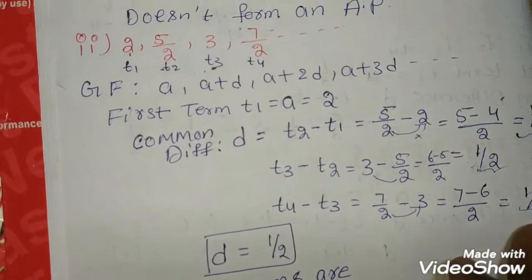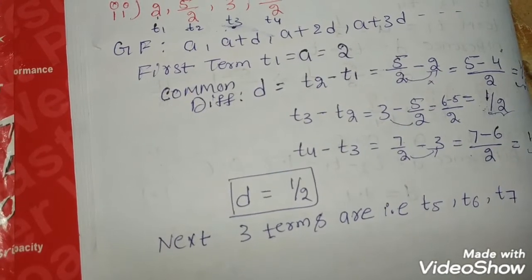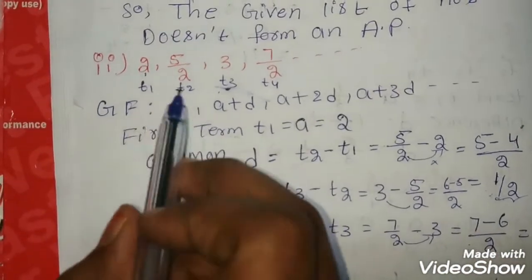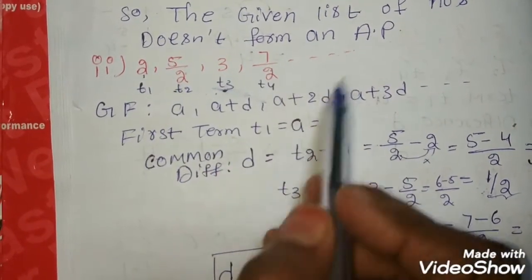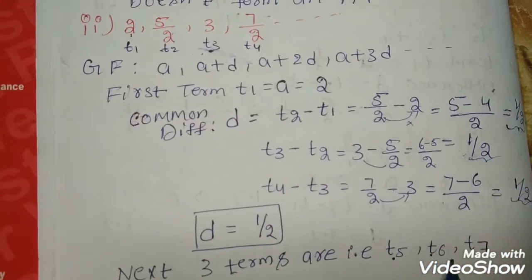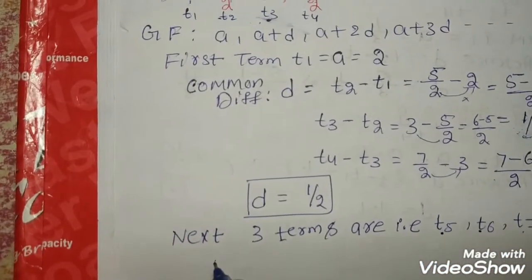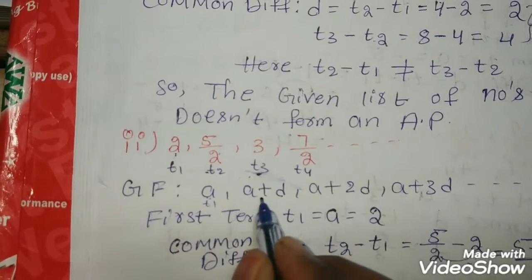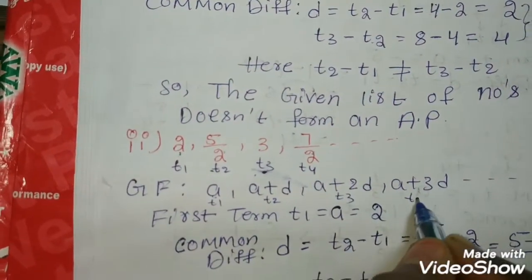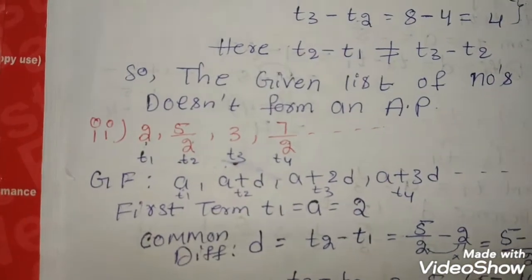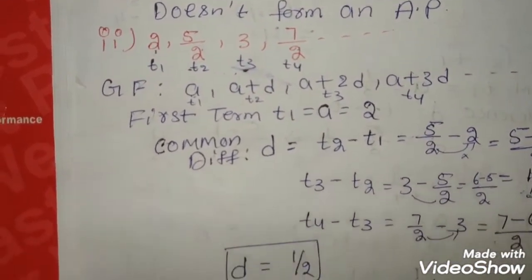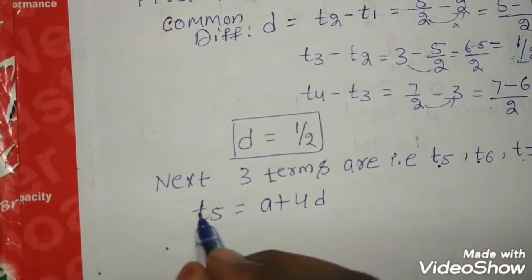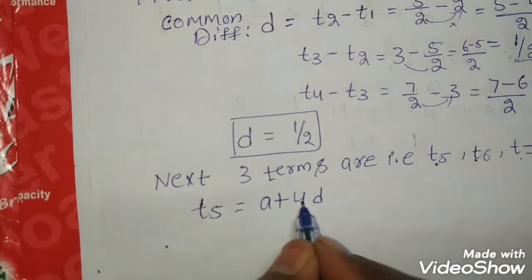See, our common difference is 1 by 2. And how can you do this? What do we need? Term 5, term 6, term 7. Why? They already gave term 1, term 2, term 3, term 4. We need the next 3 more terms, that is term 5, term 6, term 7. What is the formula of term 5? This is term 1, term 2, term 3 and term 4. What is term 5? A plus 4D. What is term 6? A plus 5D. Simple. If they ask term 5, you have to write A plus 4D.